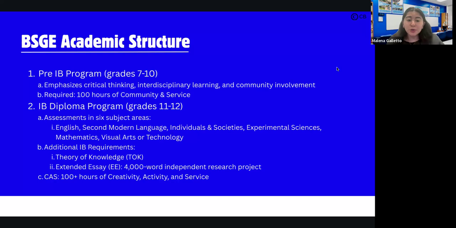And also the additional IB requirements, the theory of knowledge, and the extended essay, which is a research project. A lot of college applications will have a spot where you can talk about potential research that you've done, or this is something that you can talk about in your personal statement or in your supplemental essays that we're going to go over tomorrow. So it's great, great, great that you guys have this experience. And not only is it making you a well-rounded student, but it's going to look great on your applications, as well as the 100 plus hours of creativity, activity, and service.